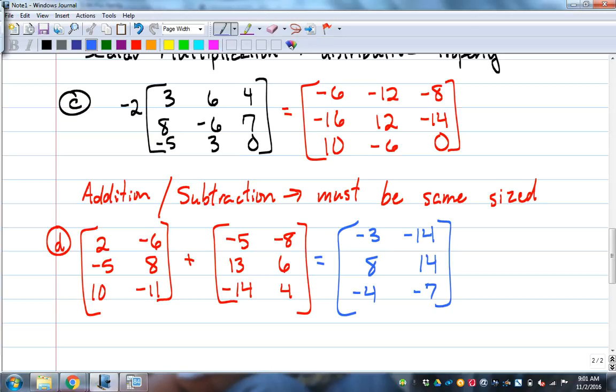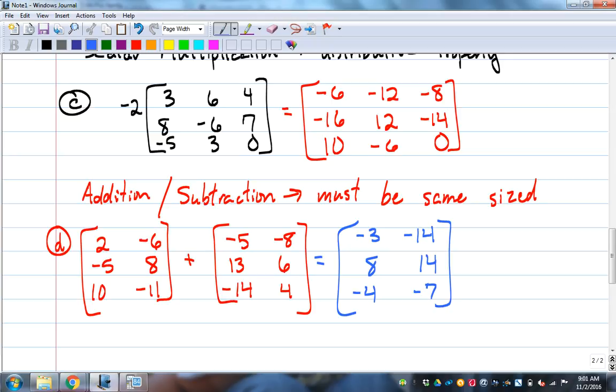Subtraction works the same way. It has to be the same size. If it's not the same size, it's just an undefined operation. Your calculator will even tell you that it's not defined. It'll give you an error that says dimension mismatch. It just means the dimensions don't match, so we can't add or subtract those.